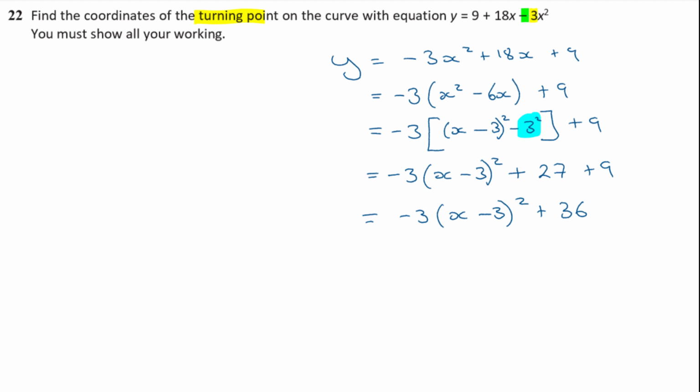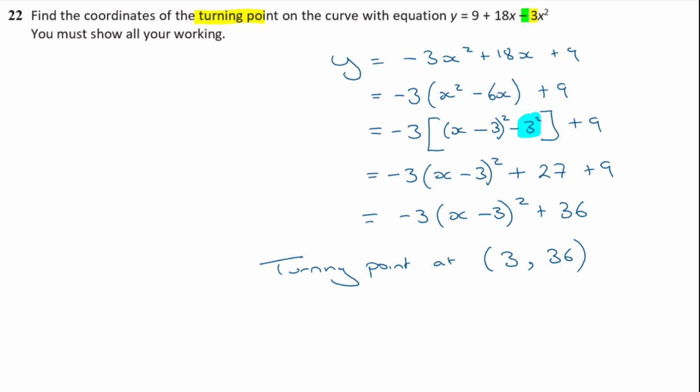Then what we need to know now is the turning point. The turning point happens when the bracket is 0. So what value of x makes that bracket 0? Well, the value of 3. If x is 3, I've got 3 minus 3, which is 0, 0 squared. So that whole part of the bracket would disappear and you'd be left with 36. So the turning point is going to be at 3, 36.